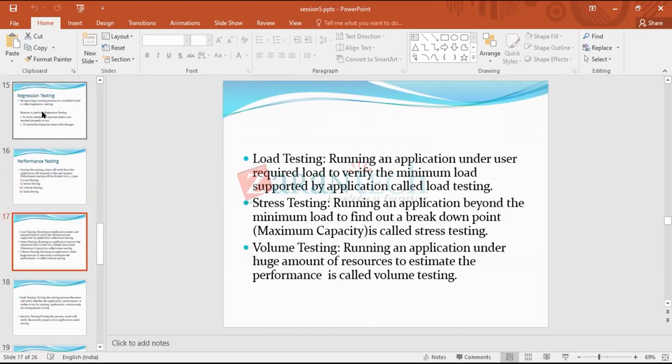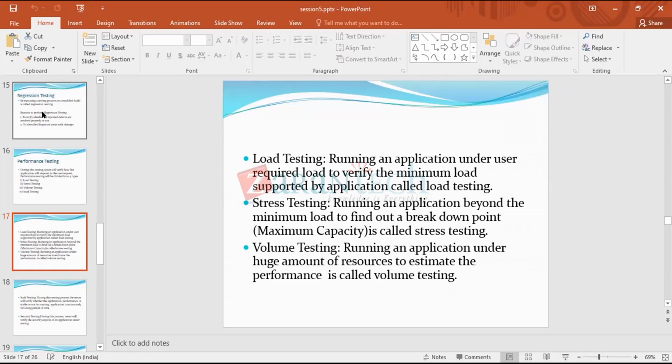Load testing. Running an application under the user's required load to verify the minimum load supported by the application is called load testing. Simple. So what I'm trying to say is, running an application under the required load. What is the required load? What is the minimum load? That is decided by the user itself.